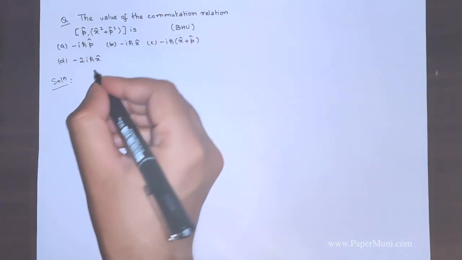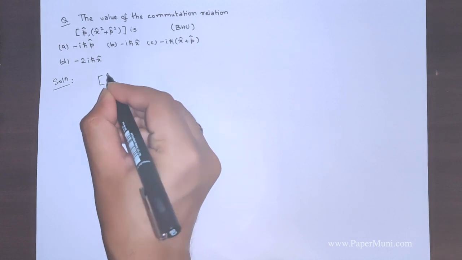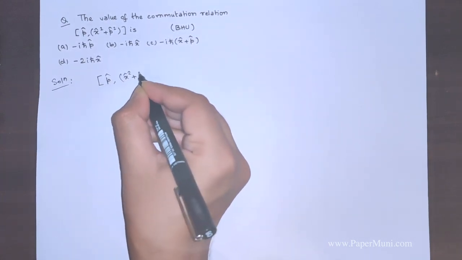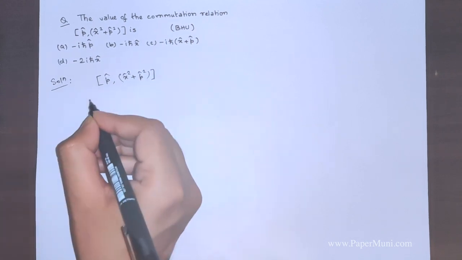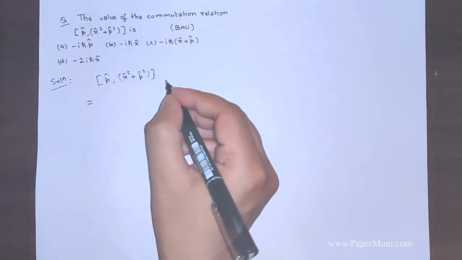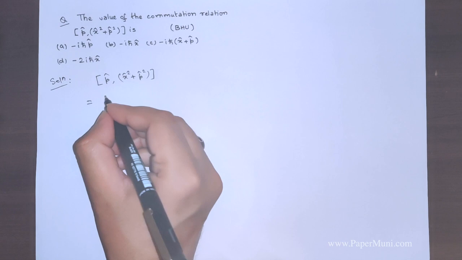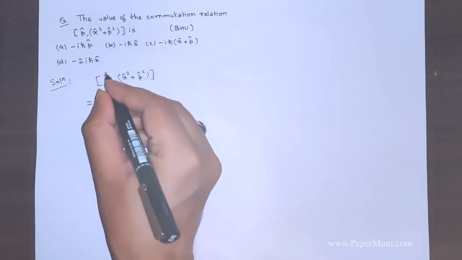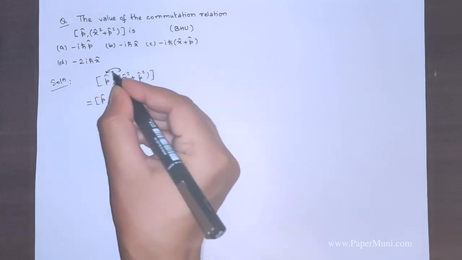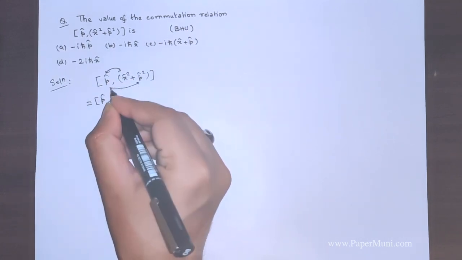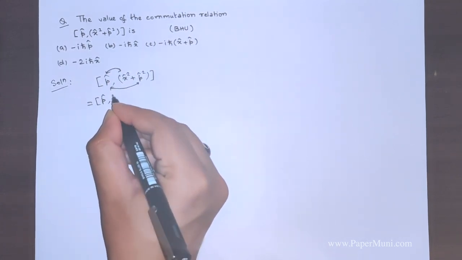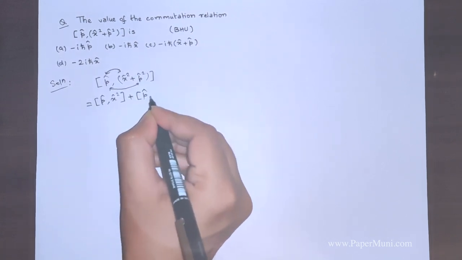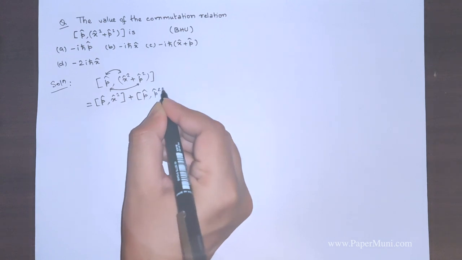So in this problem we have the commutation relation between these two quantities. The first step would be to use the linearity property. The linearity property says that this will form a commutator bracket with this, and this will form a commutator bracket with this. So the first step is to separate the terms and form the new commutator brackets.